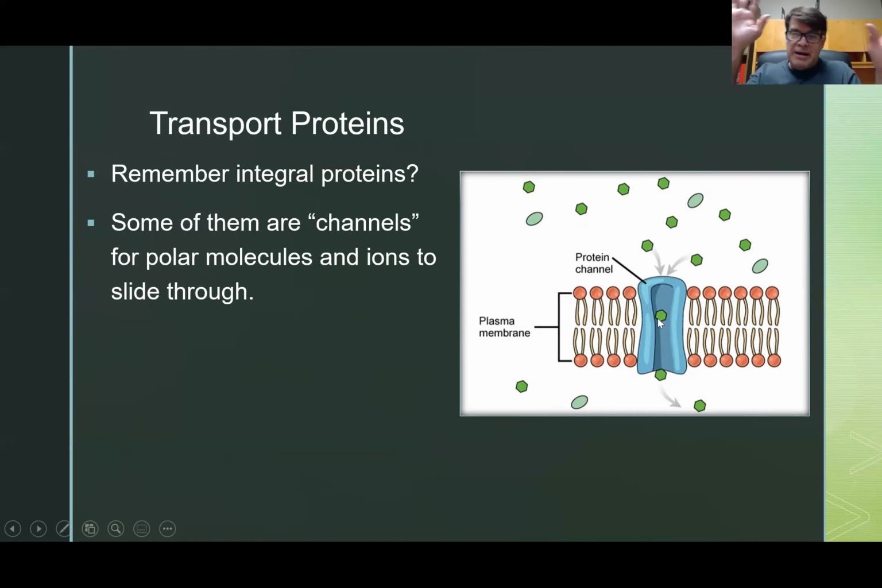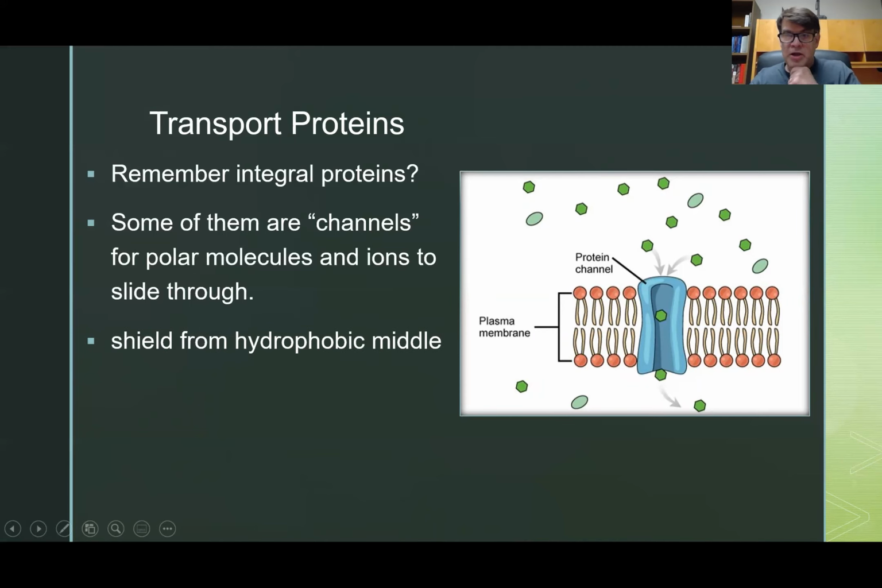And they're like, nah, nah, nah, because these hydrophobic legs are trying to keep the ions from getting in. But there's a nice little slide that the ions can get through in those channel proteins. And so they shield these ions from these water-fearful legs. And so that's a way for them to get through.